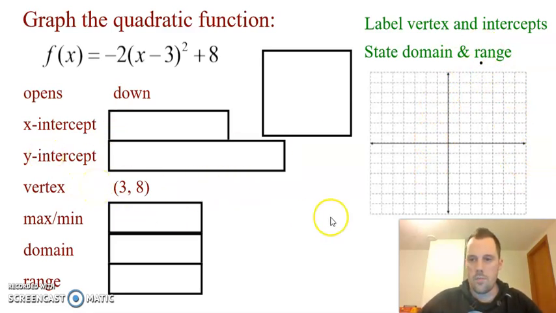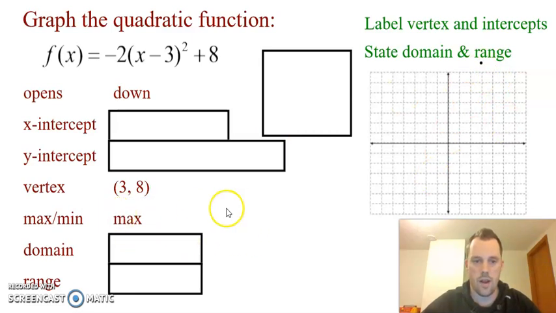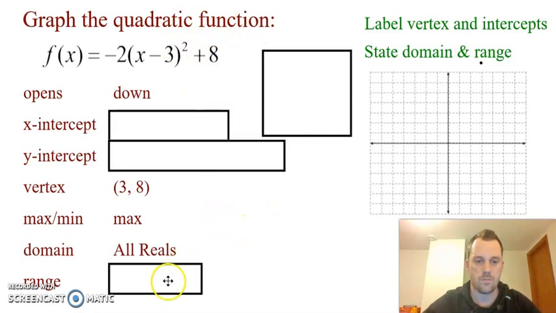So next thing I can do, since it opens down, that tells me that it's going to be a maximum point on my graph. We're not going to have a minimum. My domain, I know, is always going to be all real numbers for a quadratic function. And my range, because this is a maximum, starts at 8 and goes down to negative infinity. So I have negative infinity, comma 8 for my range.